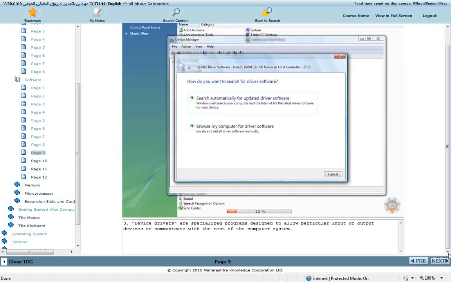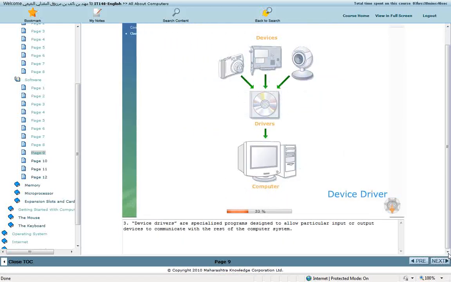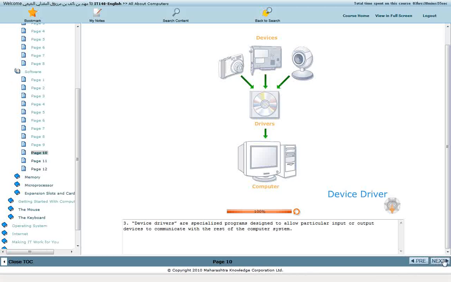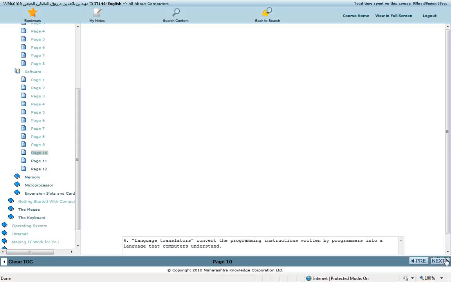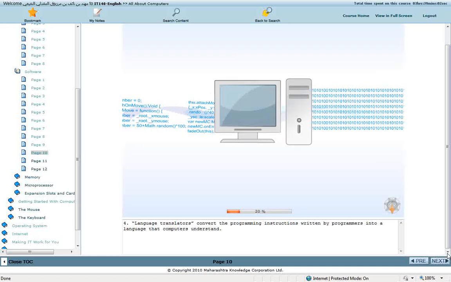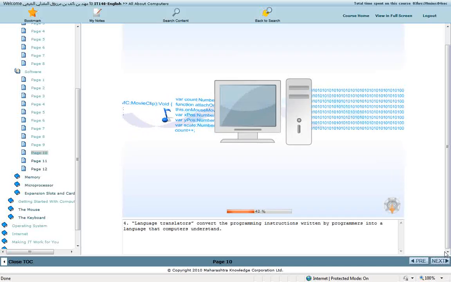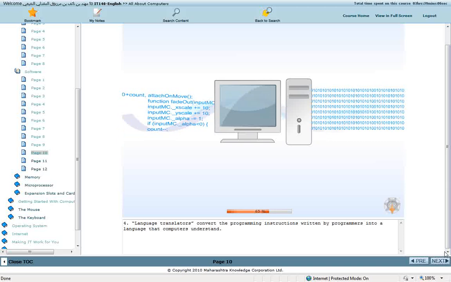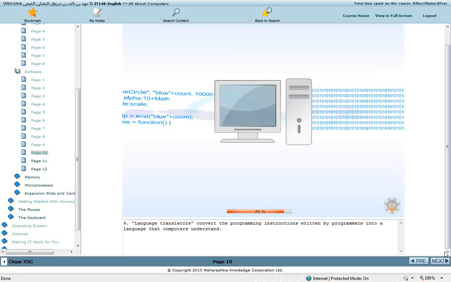Device drivers are specialized programs designed to allow particular input or output devices to communicate with the rest of the computer system. Language translators convert the programming instructions written by programmers into a language that computers understand.